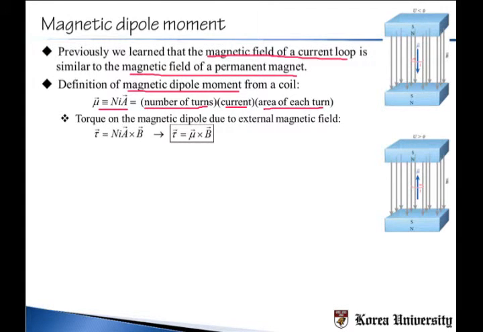If we define it this way, then the torque on the magnetic dipole due to the external field can now be written this way. This is exactly the same equation we had in the previous slide, and now this part actually becomes the magnetic dipole moment. So therefore, finally, the torque is simply the cross product between the magnetic dipole moment and the magnetic field. Basically, this magnetic dipole moment represents how strong or how large the magnetic moment is.